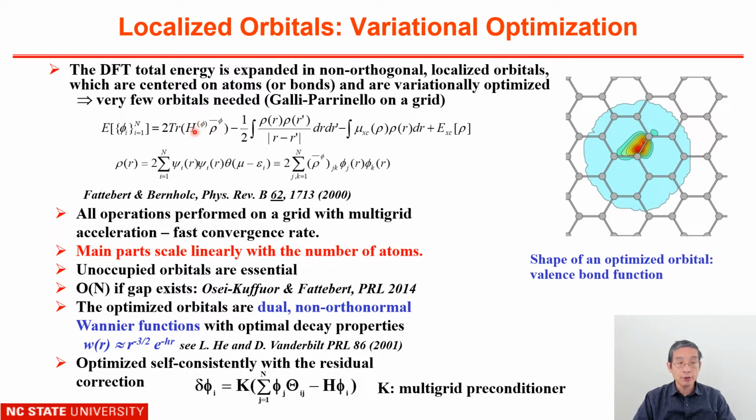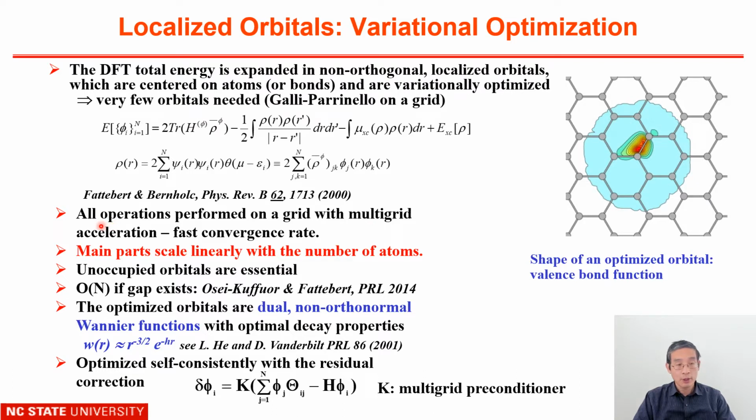Here, the DFT total energy can be expanded in non-orthogonal localized operators. It can be centered around the bond or around the atom. These operators are variationally optimized. Therefore, only a very few operators are needed. Here is a formula for the expansion of the total energy in functions of the operators. I will not discuss this in more detail.